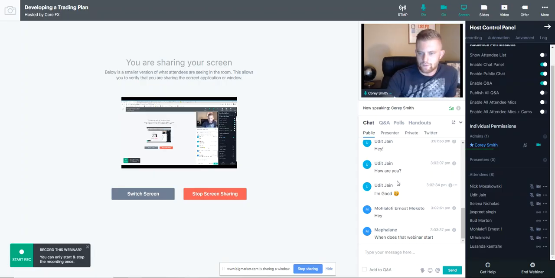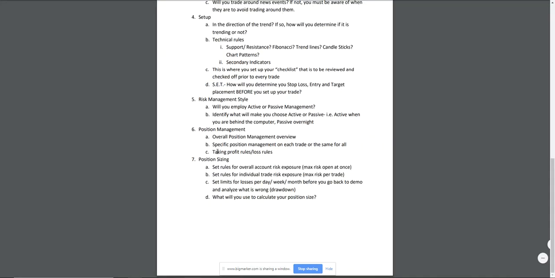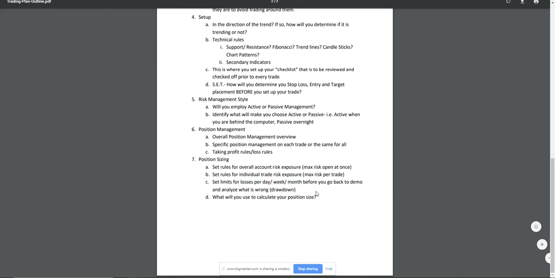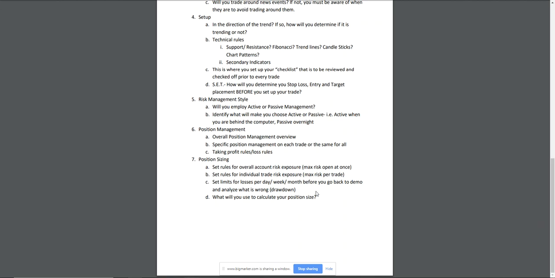So this is where you determine just how much risk you'll be using for your account in general. So how many trades can be open at once with X amount of percentage risk per trade. So this is where you determine the most you'll risk per trade. This is where you set your losses per day, week, month before you go back to demo and analyze what's wrong. So basically, if you are getting crushed in your strategy and you're going below 15-20% drawdown in your account, you want to take a breather, put your live account aside for a minute, get in your demo account, and figure out what's going on, right? And this is where you want to set your rules to determine that.